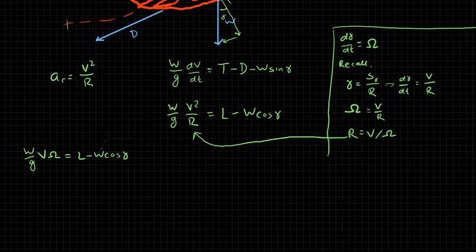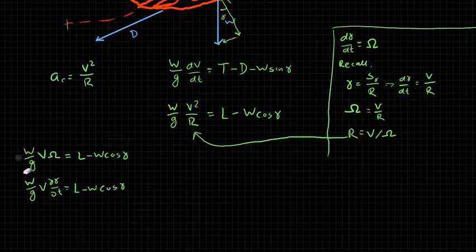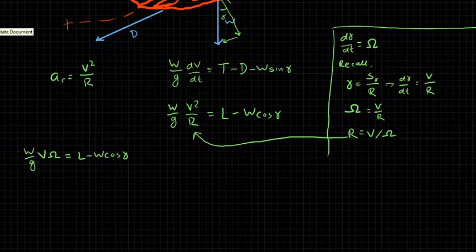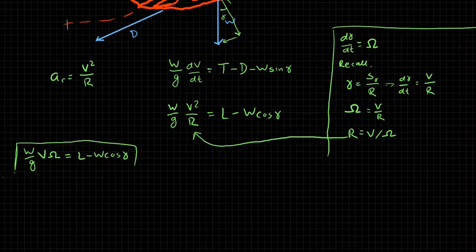Okay, but for the purposes of what we're doing here, we're going to go ahead and rewrite this capital omega, W over g, V, d gamma dt equals L minus W cos gamma. Actually, you know what? Now that I've done that, I'm going to change my mind. Let's just leave it as omega. Okay? And we're going to give this equation a name, and that name, as always, is very imaginative, star.